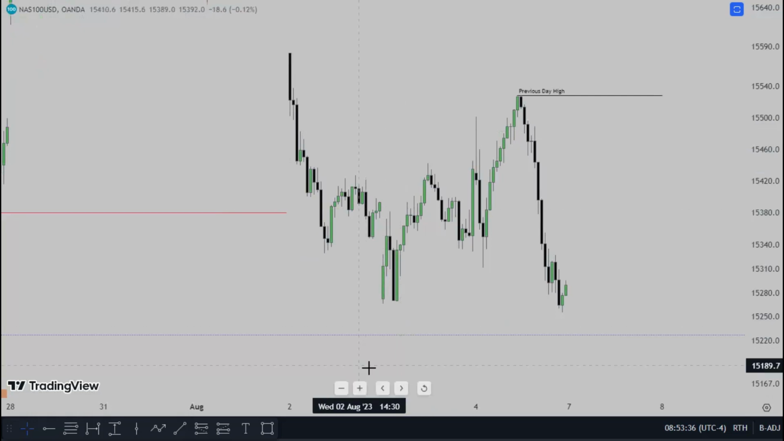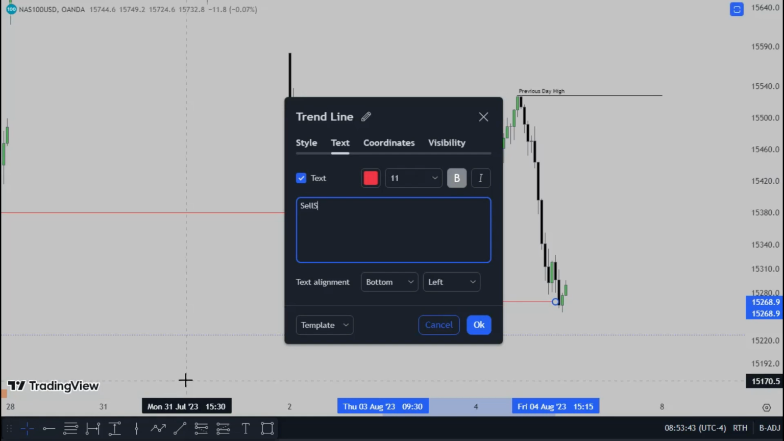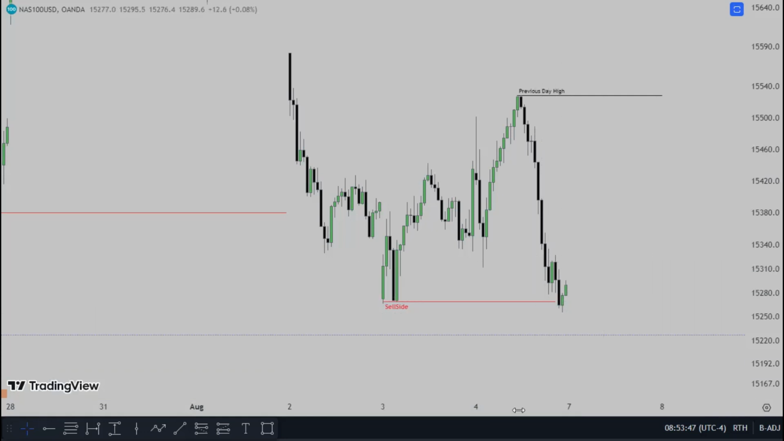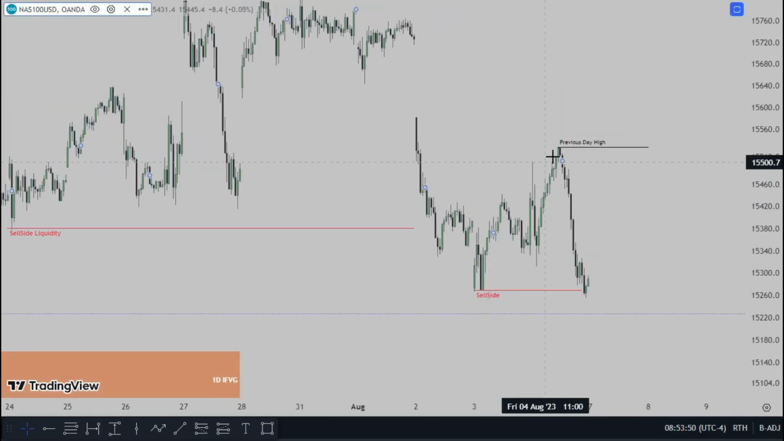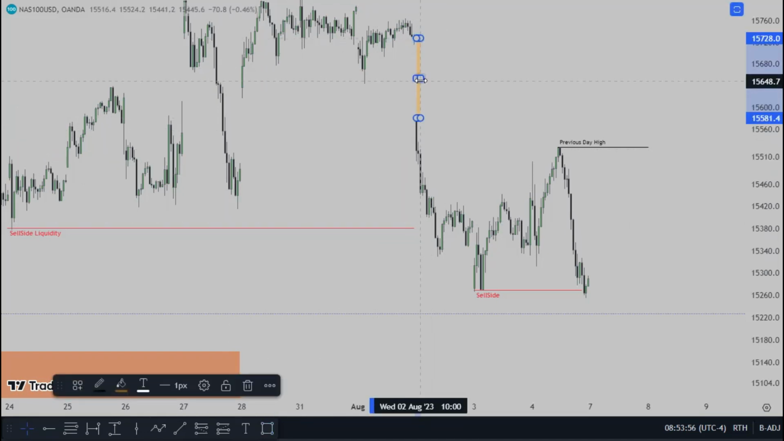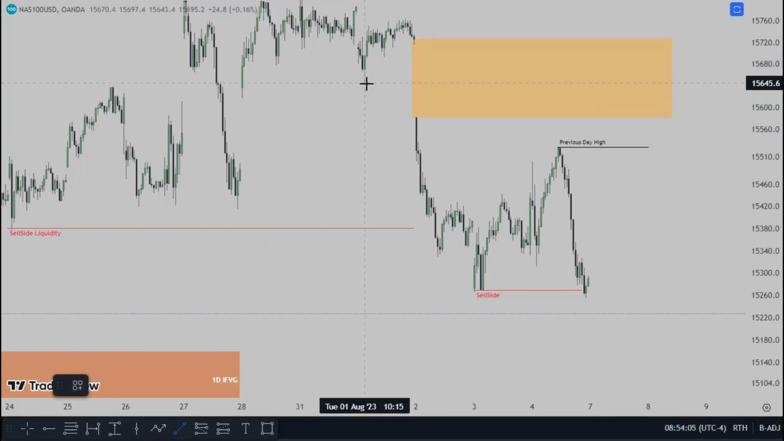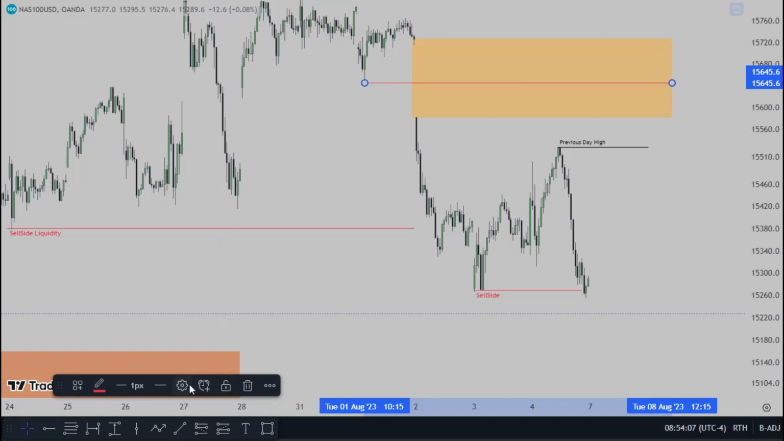it's pretty much the same as what we are looking for on US 30 and S&P 500. We have sell side residing below here, and price just managed to hit it. We have the previous day high, which, if we're bullish, will be the highest probability draw on liquidity. We have a regular trading hour gap right here, and we have this breaker right here.